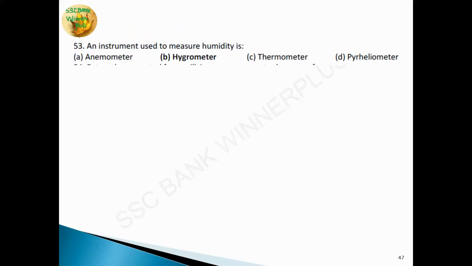An instrument used to measure humidity is the hygrometer. What is an anemometer? An anemometer is used to measure the speed of wind. And what is a thermometer? A thermometer is used to measure the temperature.